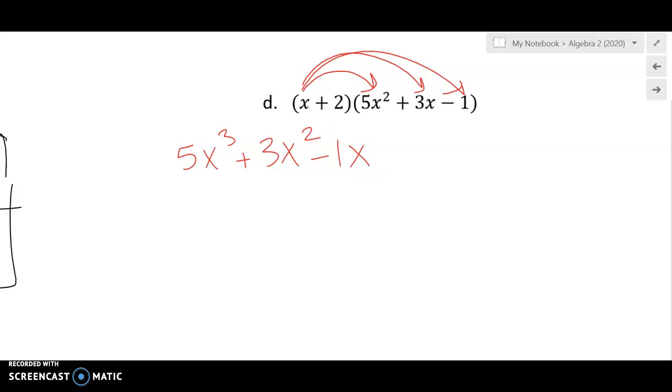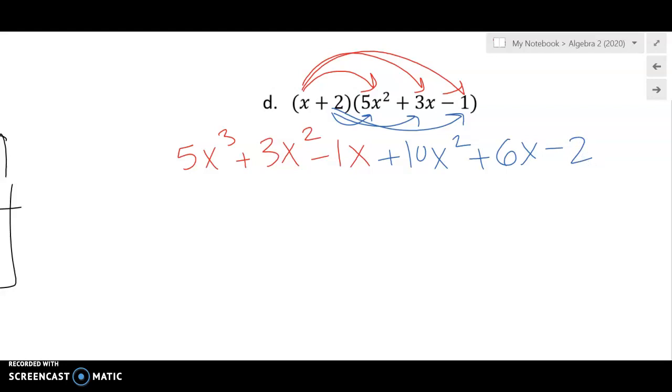Okay, that's good. I just have to do it again because I have to give the 2 to it. So I'm going to do blue arrows. See those 3 blue arrows? I'm going to do the same thing with the 2. Multiply it. 2 times 5x squared is positive 10x squared. 2 times 3x is 6x. And then 2 times -1 is -2. So see, I did the 3 blue arrows and I did the 3 red arrows.